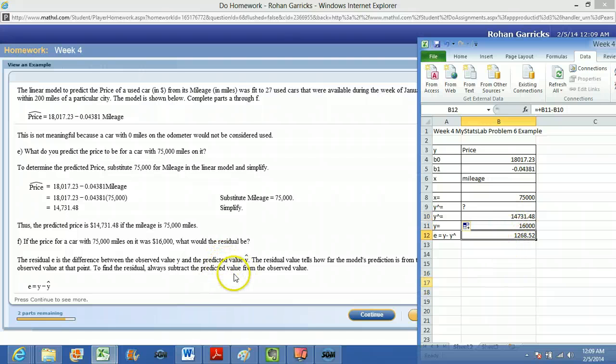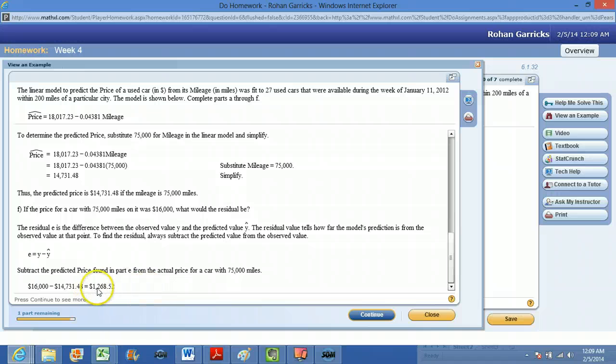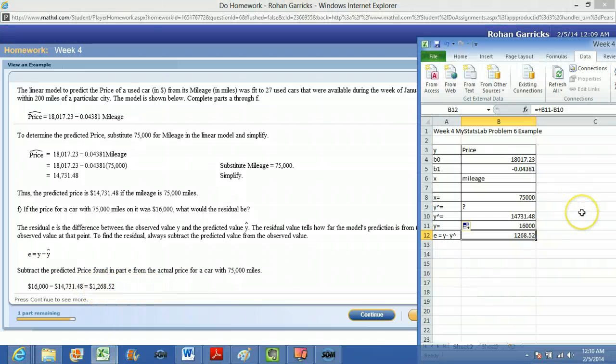So we're looking at a difference between the actual value and the predicted value of 1,268.52. Alright, so this here represents the simple Excel sheet that does the calculations for you, and you would have seen the explanation.